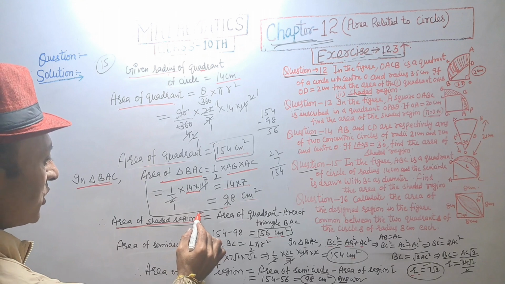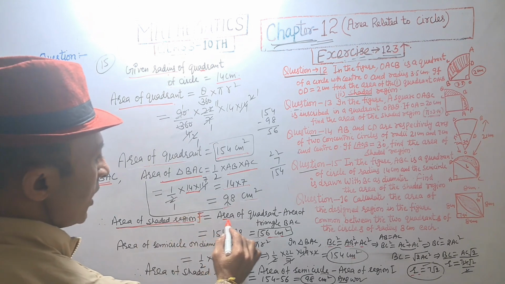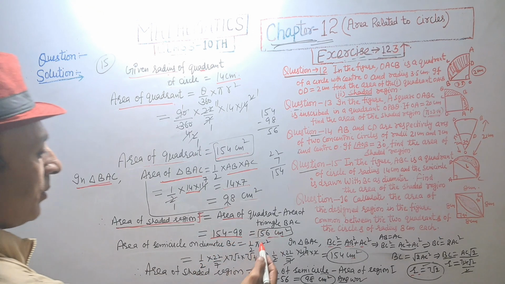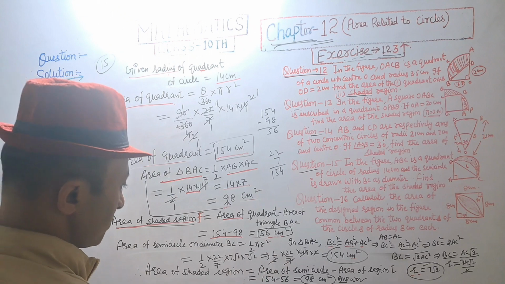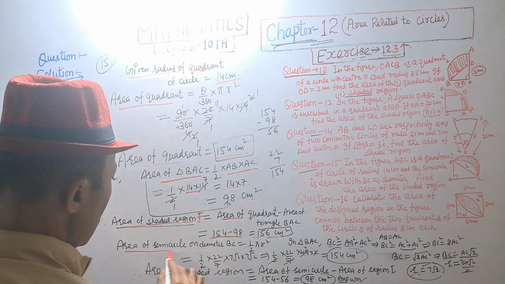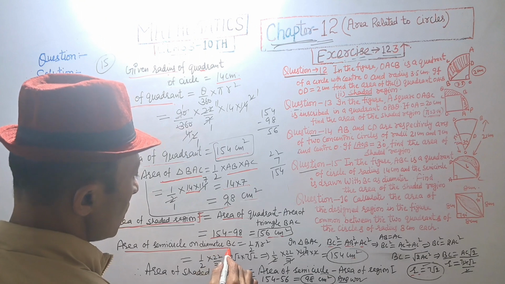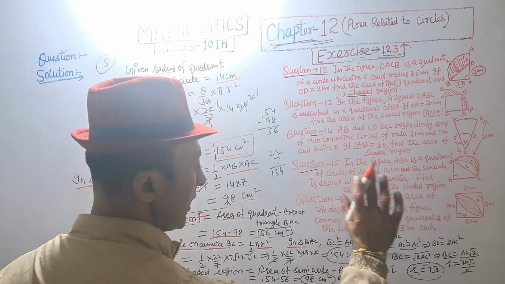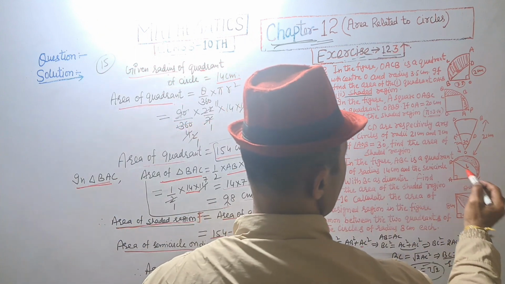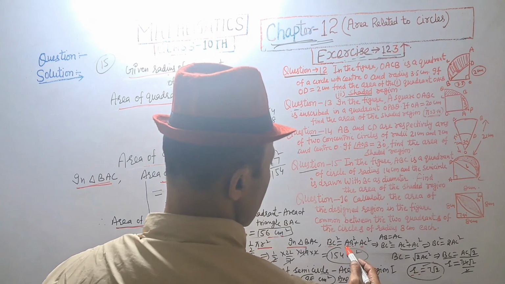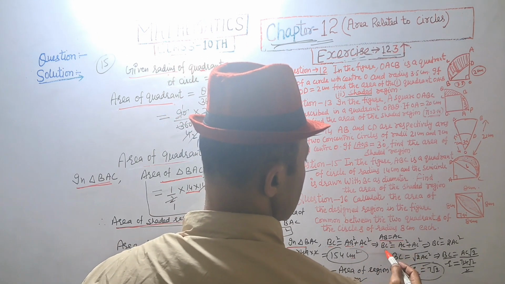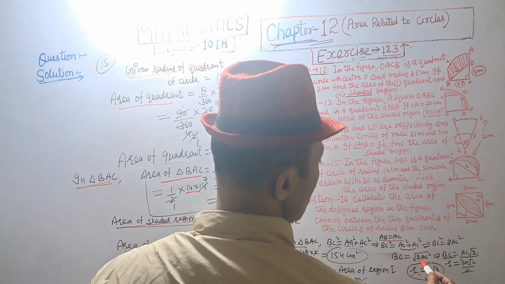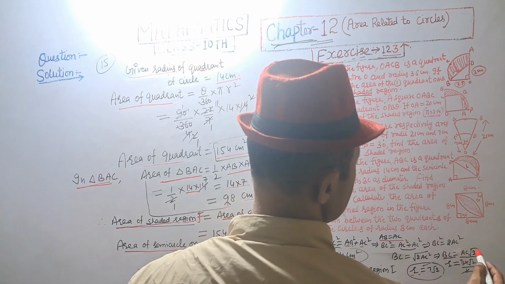The area of the shaded region: the area of region first, we get the area of quadrant minus the area of triangle, 154 minus 98, that will be 56 centimeter square. And the area of the semicircle on the diameter BC is equal to half into pi r square. In triangle BAC by Pythagoras, BC square is equal to AB square plus AC square. AB is equal to AC, then AC square plus AC square is 2 AC square, and BC is equal to under root of 2 AC square, that will be AC root 2.